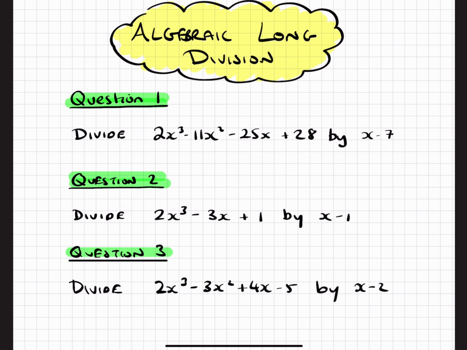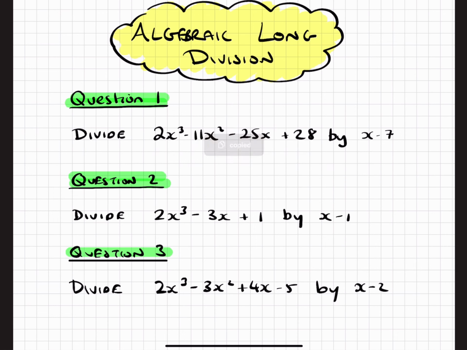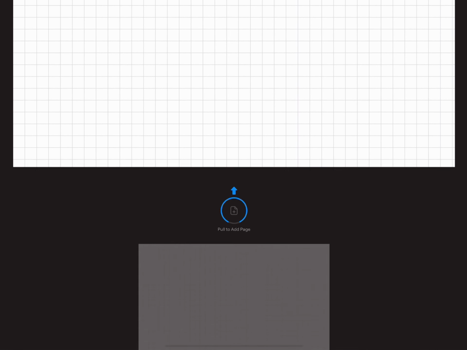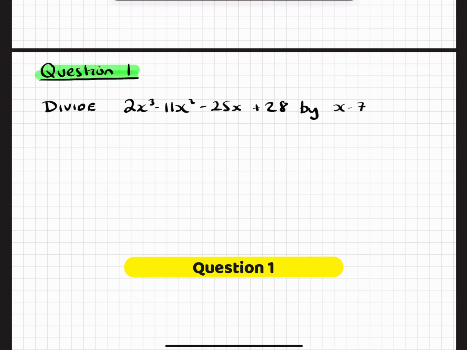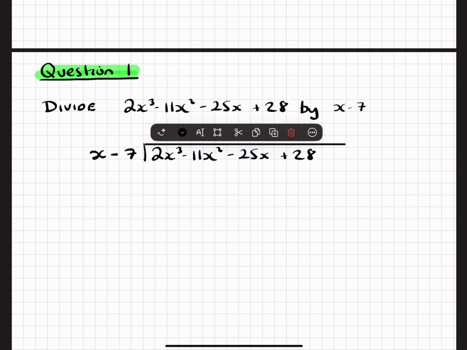I'll tackle 3 questions, and what I recommend is to try the questions yourself first and then have a look at the solutions. Question 1. We have the question here, and the most important thing is our setup. So x minus 7 is long dividing into all of this stuff.